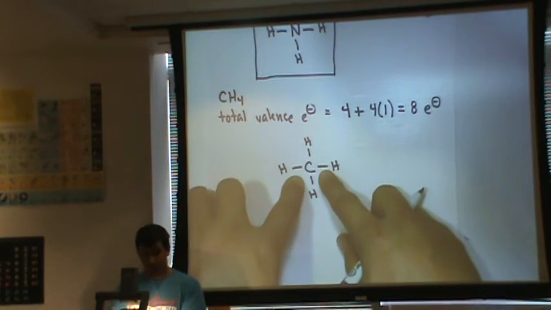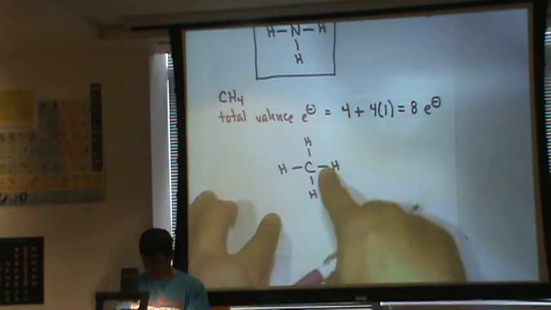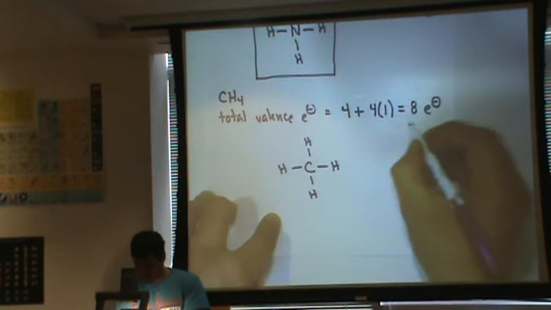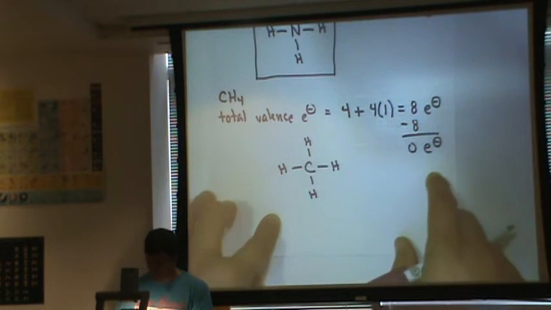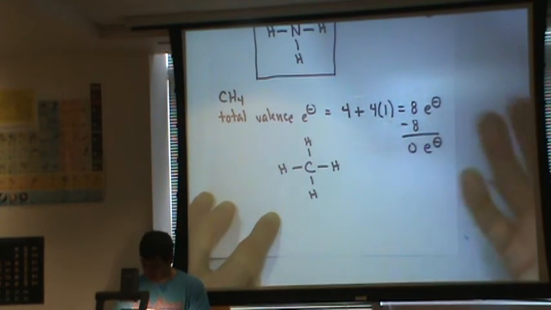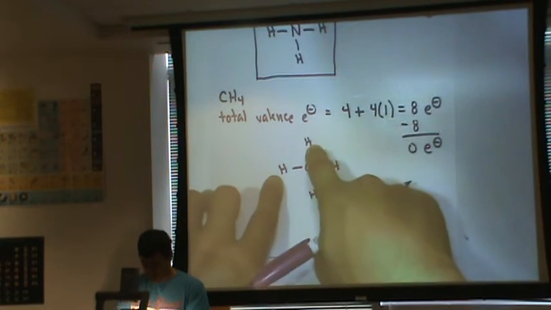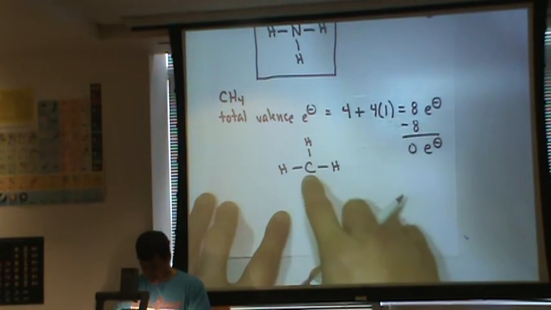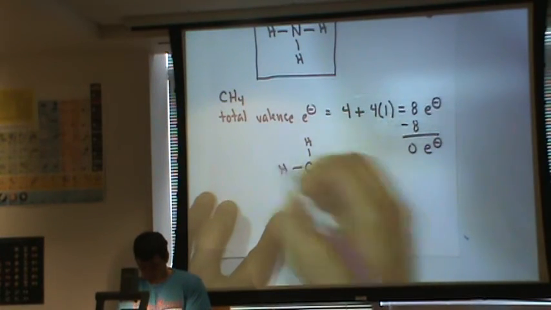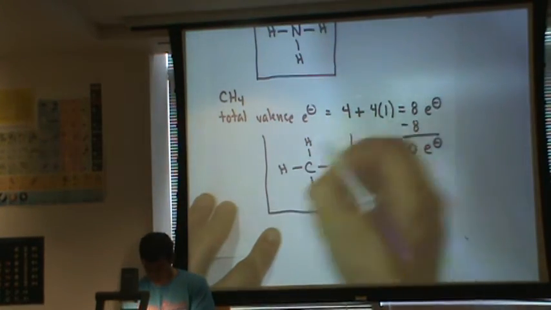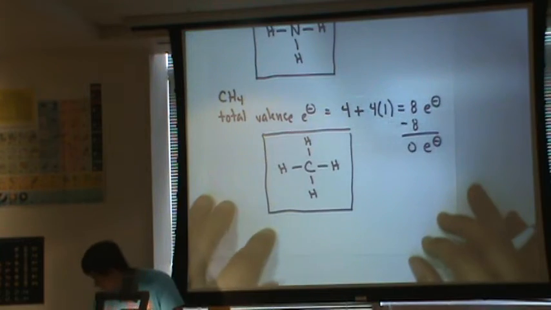Each bond uses 2 electrons. We have 4 of them. So we have 2 times 4, so we've used up 8 electrons, meaning we have no more electrons to use. Does that mean the structure is correct? Well, let's check the octet rule. Hydrogens have 2 electrons, so they're happy. Our carbon has 8 electrons around it, 2 for each bond. So this is the correct structure for methane, the Lewis structure.